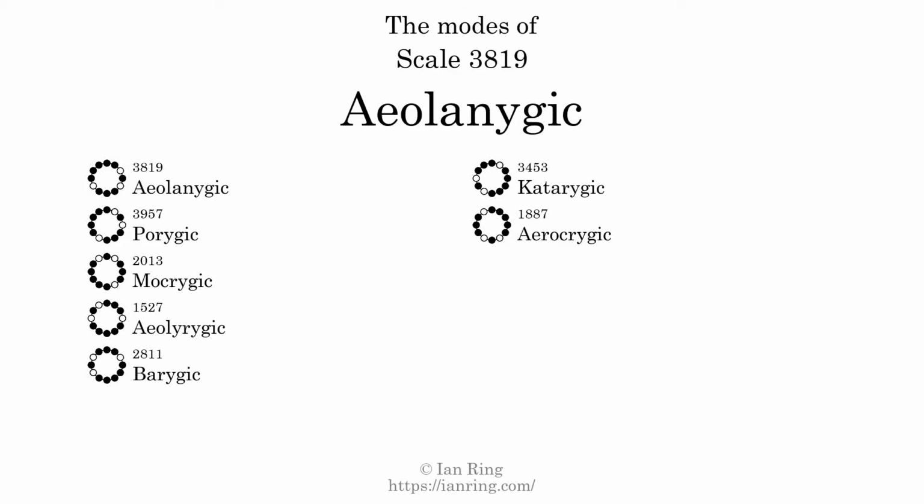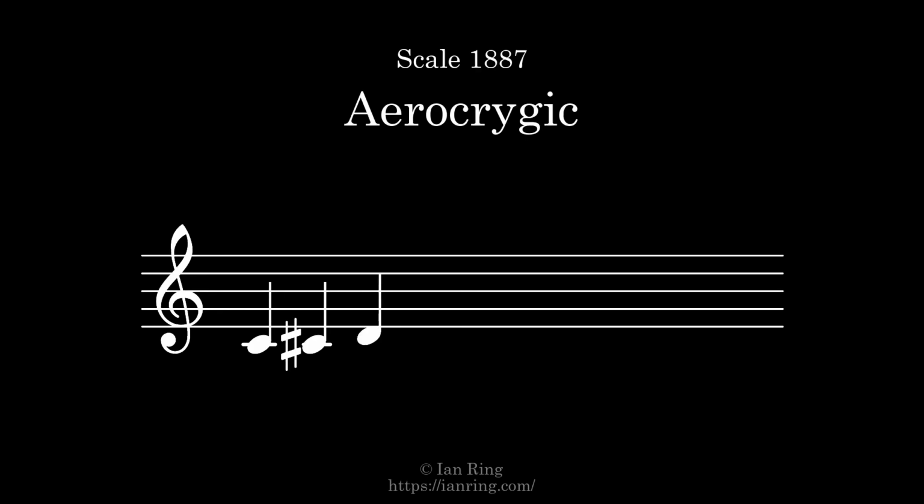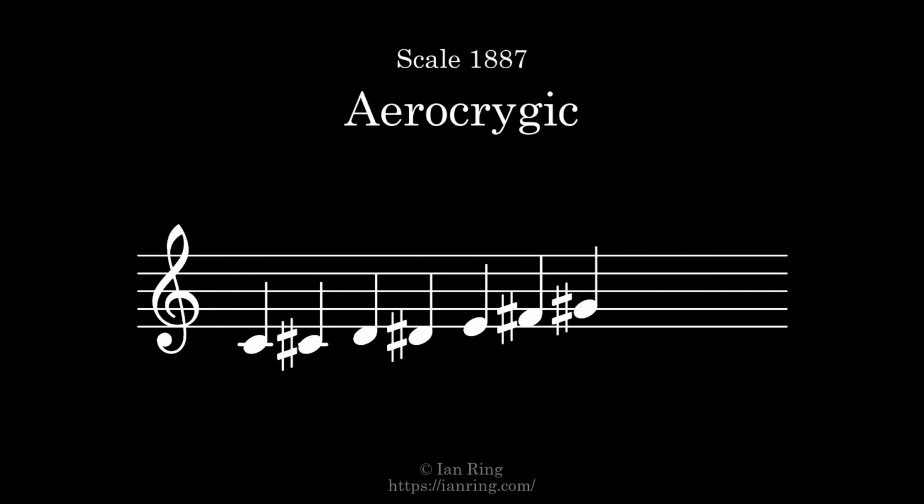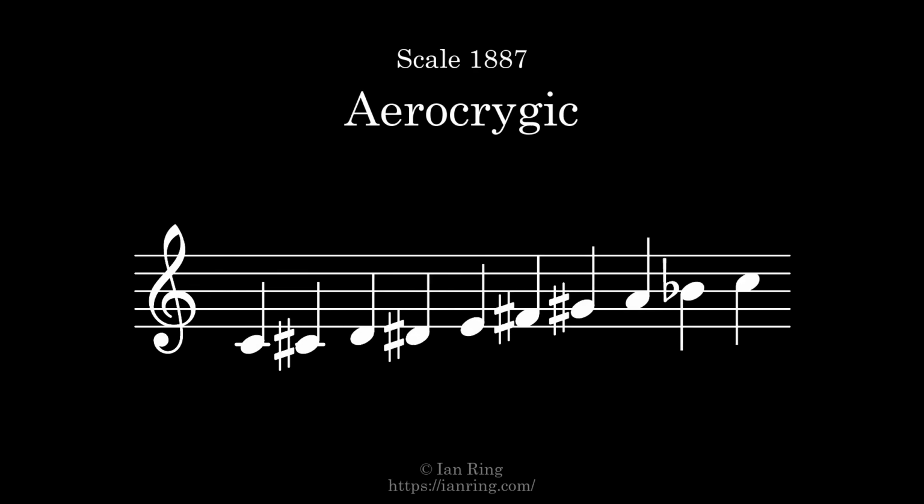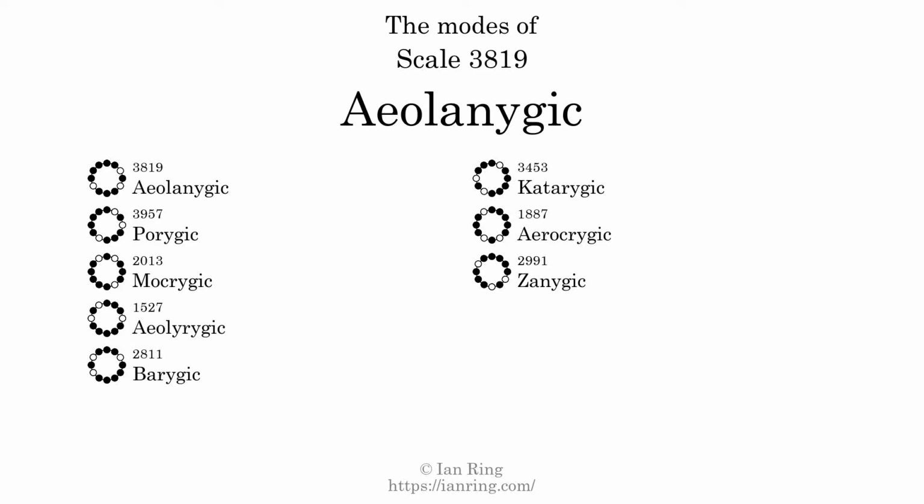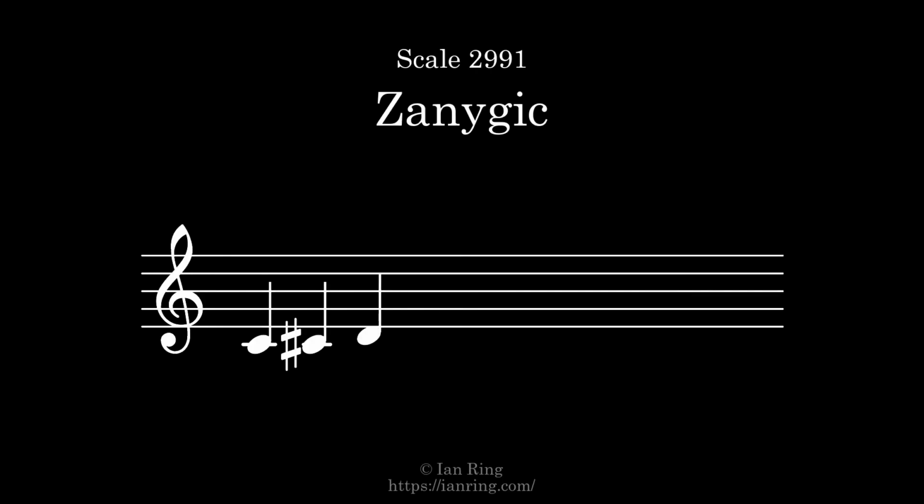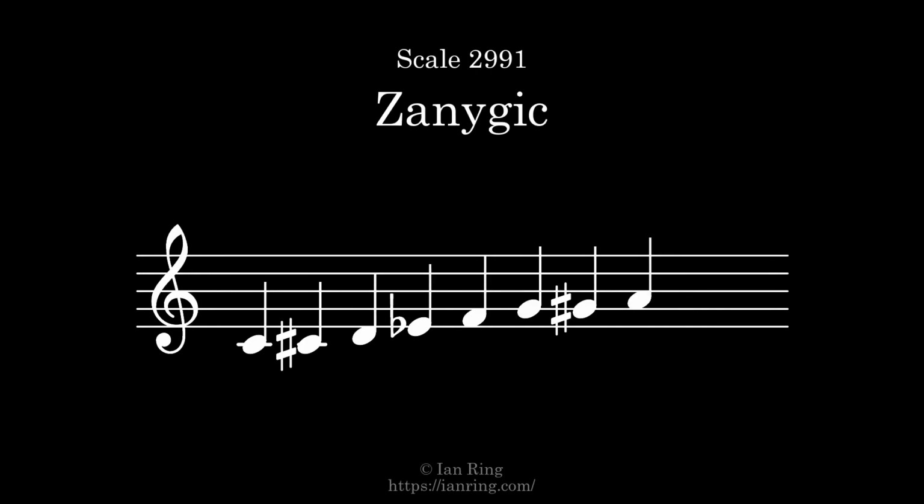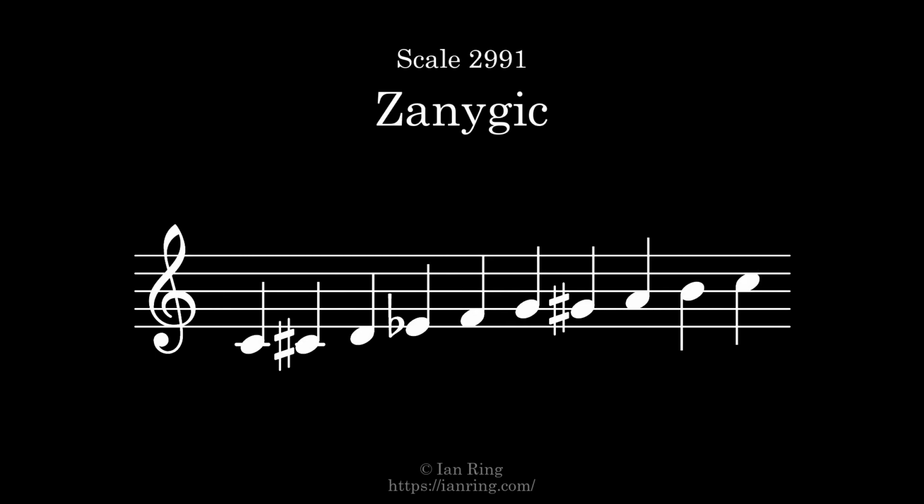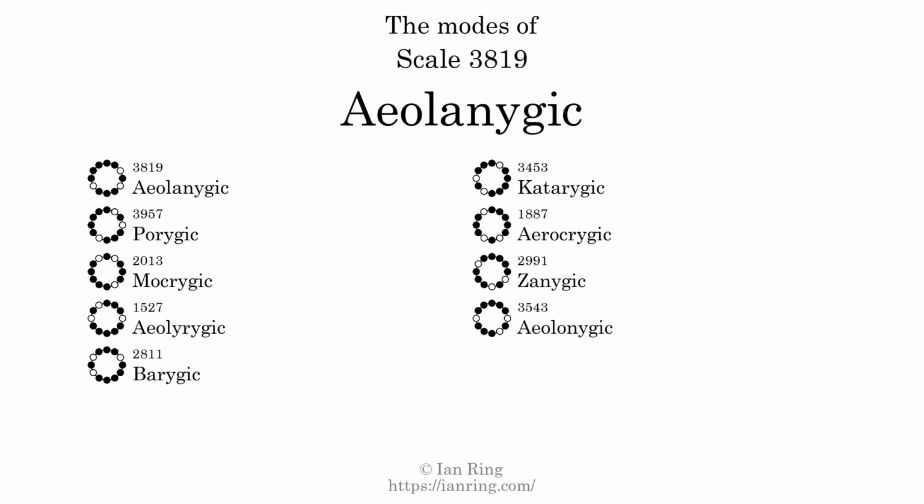The seventh mode is scale 1887, also known as aerocrigic. It sounds like this. The eighth mode is scale 2991, also known as xenogic. It sounds like this. The ninth and last mode is scale 3543, also known as Aeolanygic. It sounds like this.